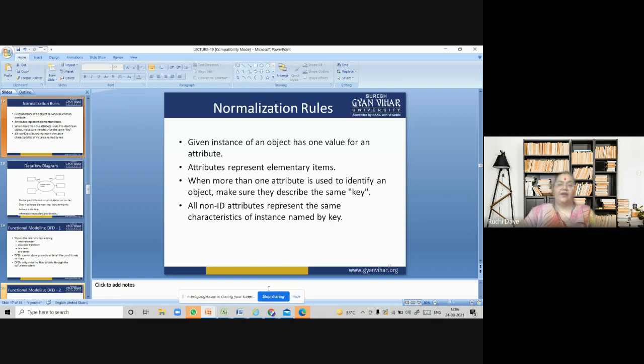प्राइमरी की, सेकेंडरी की, या कैंडिडेट की, कॉम्पोजिट की, आपने बहुत सारे कीज भी पढ़े हैं। Yes, ma'am. All non-ID attributes represent the same characteristics of instance named by key. Characteristics will remain same, but why we have chosen a particular attribute as a key? Because it is having a distinct value. This value cannot be duplicated. So we have chosen that as a key.